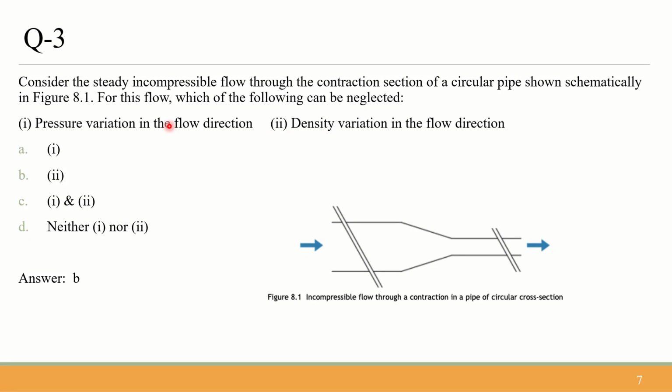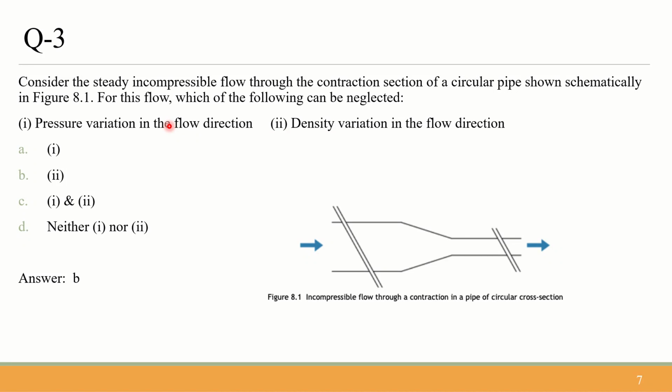That is important. When we are dealing with any system or any variables, just imagine in what direction they are asking, and that would give you an idea whether it would be ignored or it should be there. In our case, density variation in the flow direction can be neglected and pressure variation in the flow direction needs to be accounted.